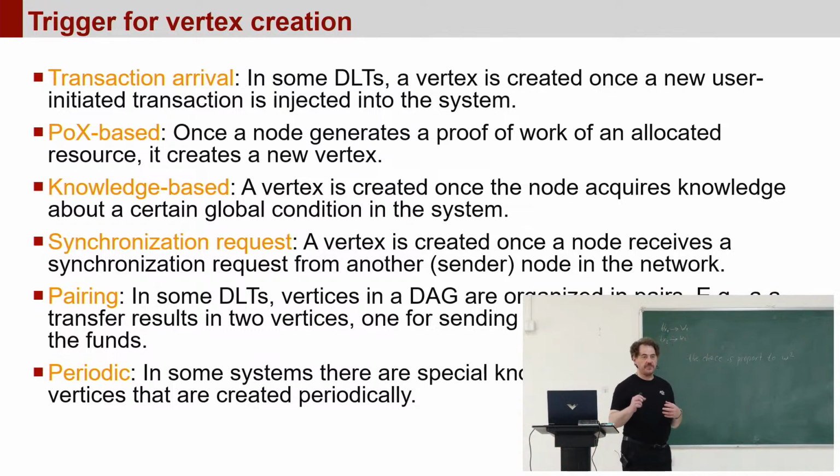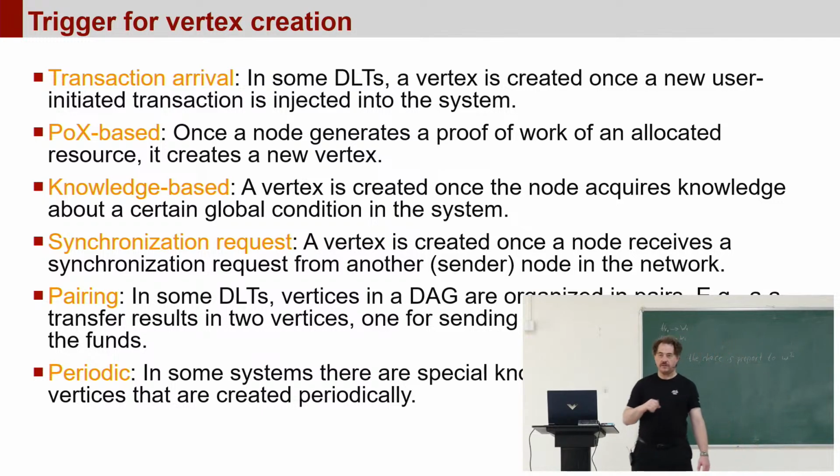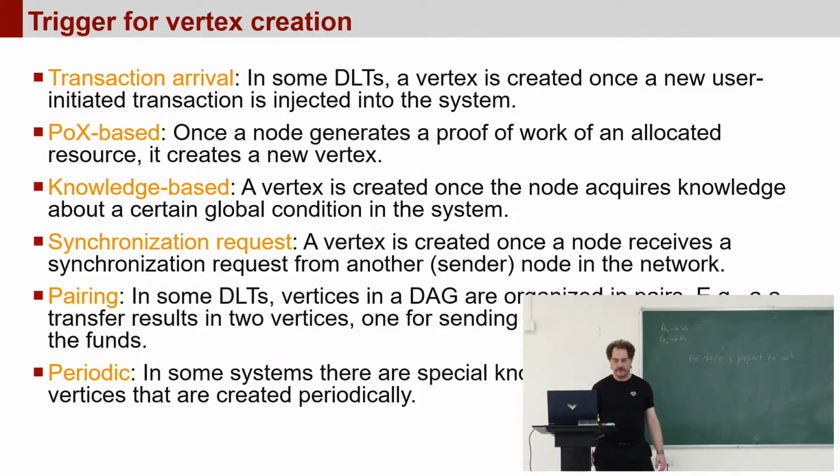By the way, collectively, proof of something is referred to as POX. POX is an abstract reference to proof of work, proof of stake, proof of authority, proof of elapsed time. So it means some mechanism to this end. Proof of something. In technical jargon in this area, it's referred to as POX. So a trigger for vertex creation can be POX based. Once a node generates a proof of work of an allocated resource, it would create a new vertex.